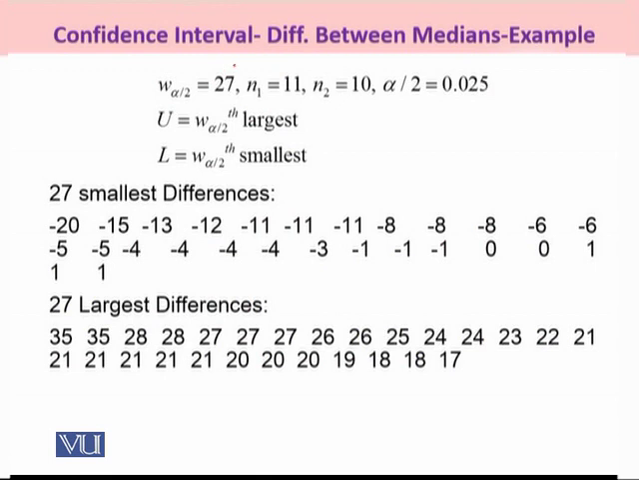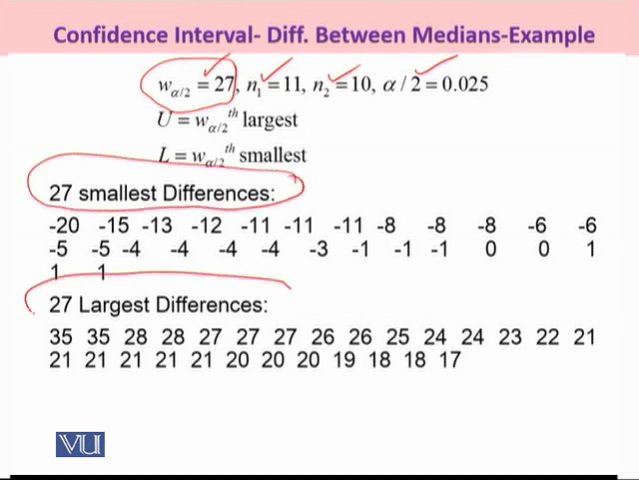So W alpha by 2 is calculated as 27, using n1 as 11, n2 as 10 and alpha by 2 as 0.025. You picked up this value from the Mann-Whitney U table, the quantile table. Now the next procedure: this W alpha by 2 has identified that you have to pick up 27 smallest differences and 27 largest differences from that very table of all possible differences.